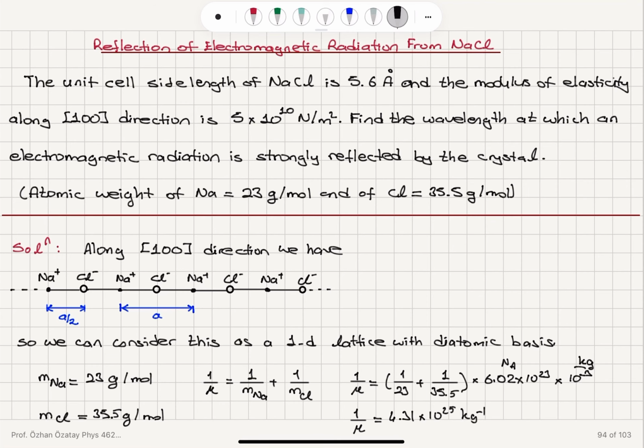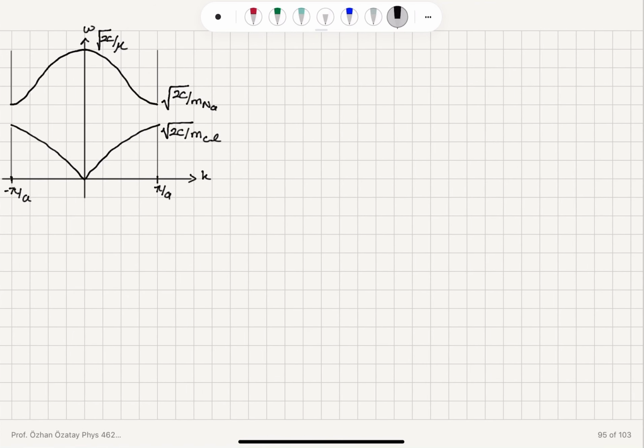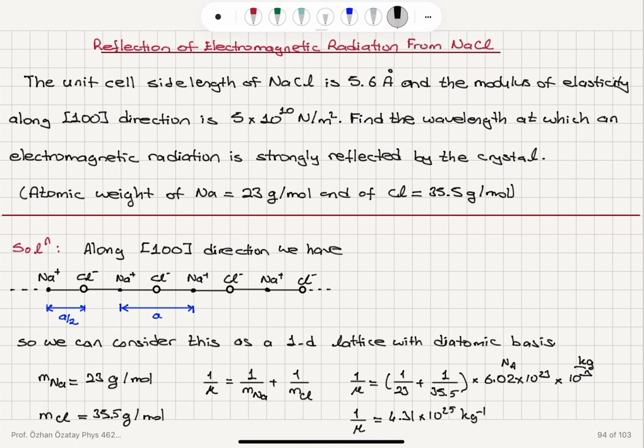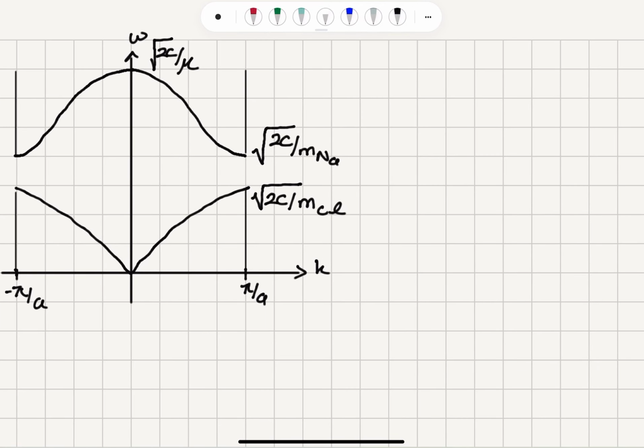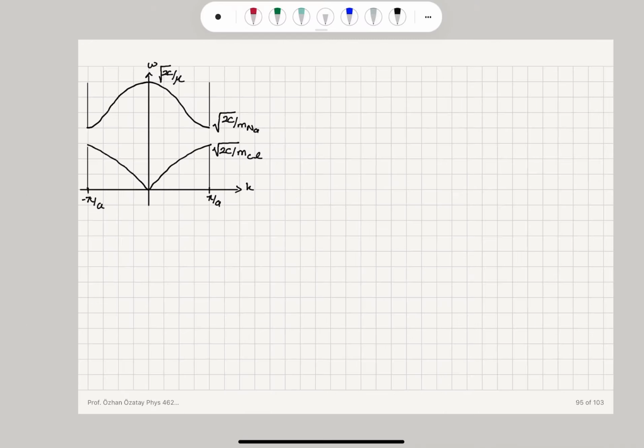Okay, so if we look at the dispersion relationship for a one-dimensional lattice with diatomic basis, this is basically what we have found in the lectures. We have an acoustical branch and optical branch, and at the Brillouin zone boundary we have square root 2C over mass of chlorine for the acoustical branch, square root 2C over mass of sodium for the optical branch, and then we have a maximum at square root 2C over mu.